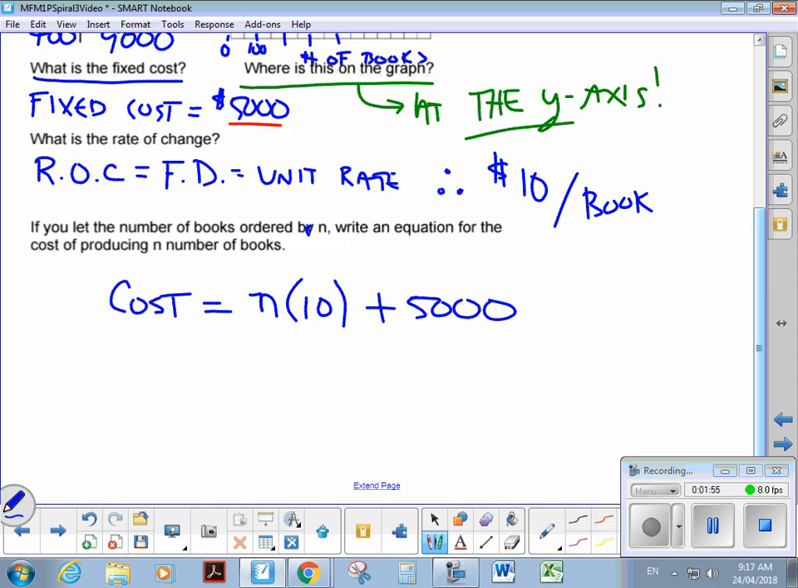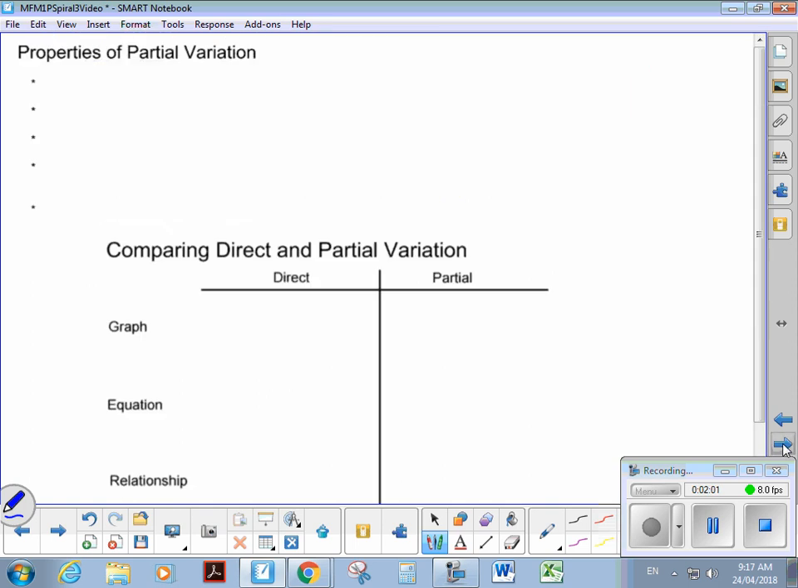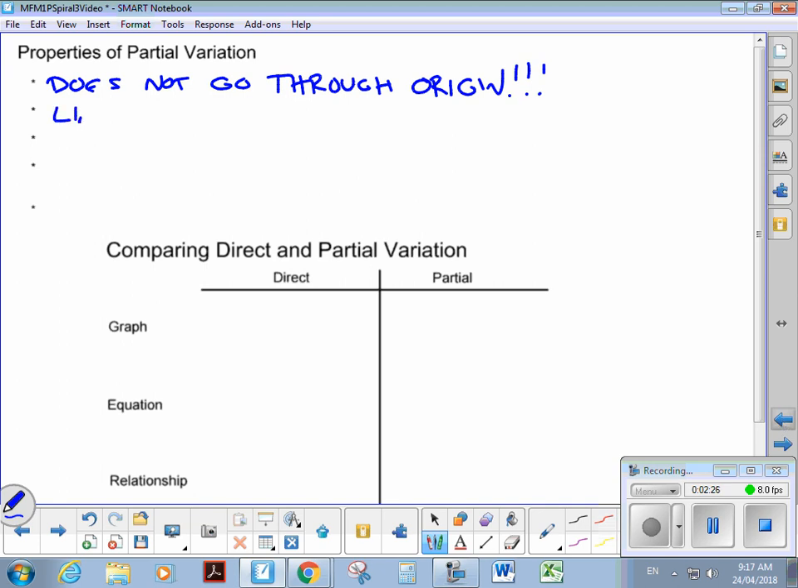So you can do these questions already. We've already done them, and you see the process that's involved. Last slide, properties of partial variation. First one, it does not go through the origin. So it'll never go through 0, 0. It will form a line, it'll be linear.